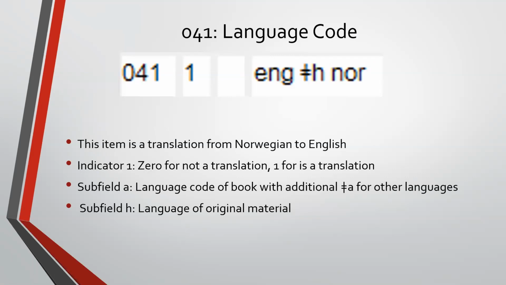041 language code. This is for when you have translations or books that contain other languages. In this case, this book is a translation from Norwegian to English. So our first indicator is going to be 0 for not a translation, 1 for a translation. So we've got it marked 1 here. And our subfield A's will have the language code for the languages that the material is in.